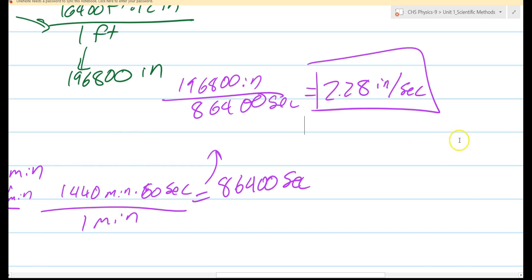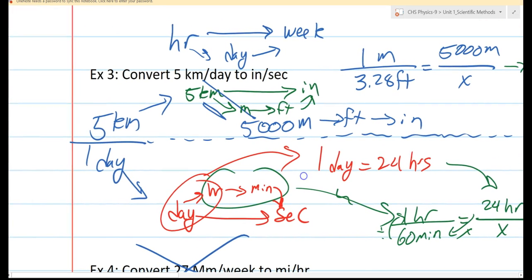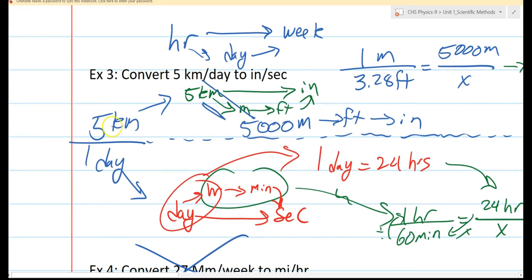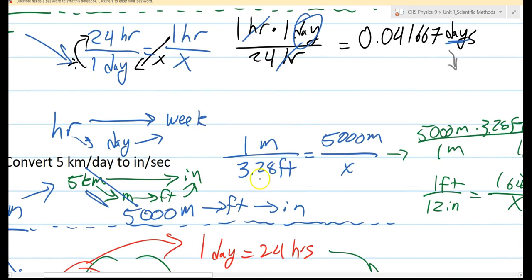Alright, so here's what I got for my answer. I got 2.28 inches per second. And oh my goodness, that was a lot of work. But I did it. So I took my 5 kilometers and told you how I got to my 5,000 meters. Just trying to remember where I ended previously. And then I had to go from meters to feet to inches. So this step right here, I did my meters to feet conversion. I multiply here, divide there.